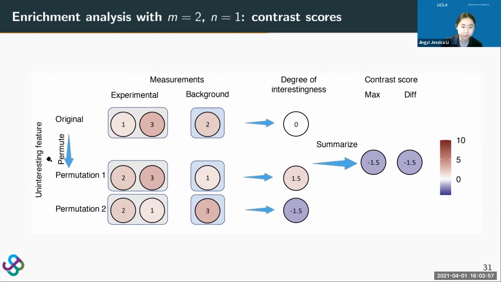Now, an uninteresting feature. From the original data, we get 2 minus 2, 0. And this is 2.5 minus 1, 1.5. 1.5 minus 3, negative 1.5. So we get those 3 statistics and we sort them. The maximum is 1.5, but it's from permutation. So when we take the difference, 1.5 minus 0, we need to multiply by a negative sign, so I get a difference of negative 1.5. For the maximum, here the maximum is 1.5, and we know it's from permutation, so we multiply it by a negative sign and get negative 1.5. So you see the difference between the uninteresting feature and the interesting feature in terms of their contrast scores.